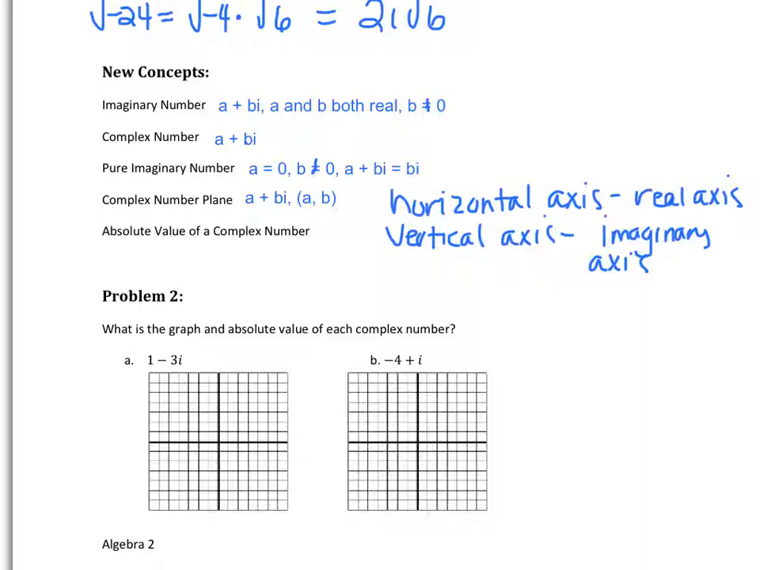We're going to do some plotting down in problem 2, and I'm going to quickly go down there and plot the first one so that we can see what we're doing. If you look at part 2A, we want to plot the ordered pair (1, -3), because a is 1 and b is -3. So I'm going to go to the right one and down 3.